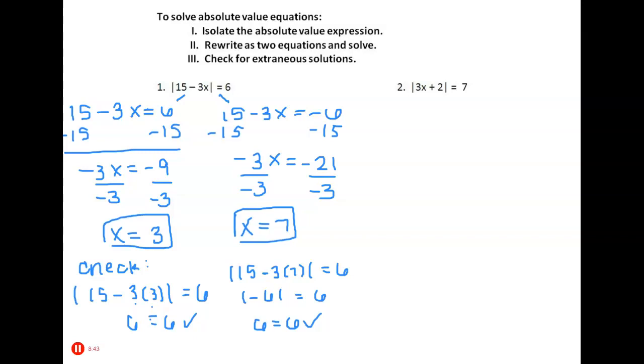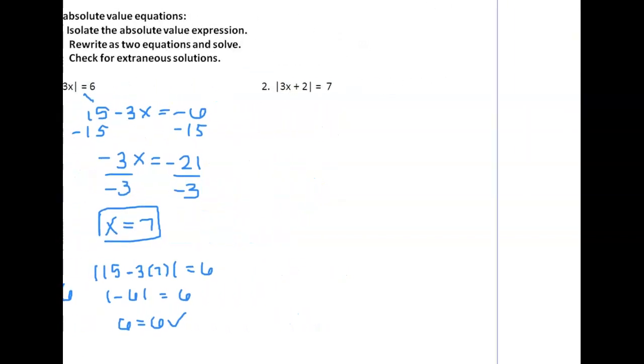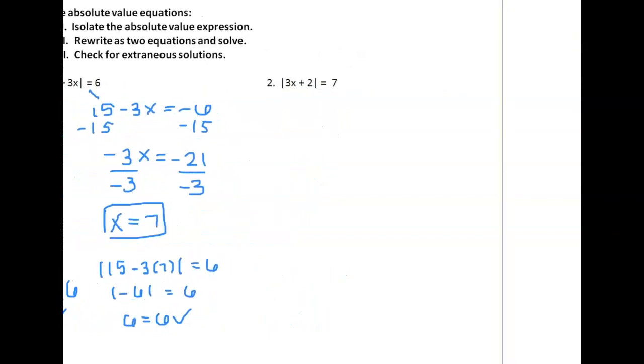Okay, number 2, absolute value is isolated. So then we split it into the positive and negative side. So you get 3x plus 2 equals 7. And 3x plus 2 equals negative 7. Solve for x.